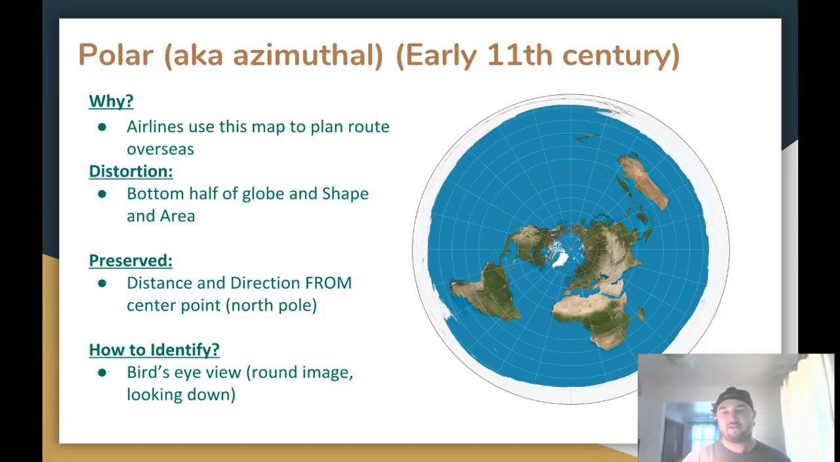So again, how do you identify it? Just look at more of a bird's eye view. What's in the center? You can always see that it's a pole. If the pole's in the center, it's going to be a polar type map.